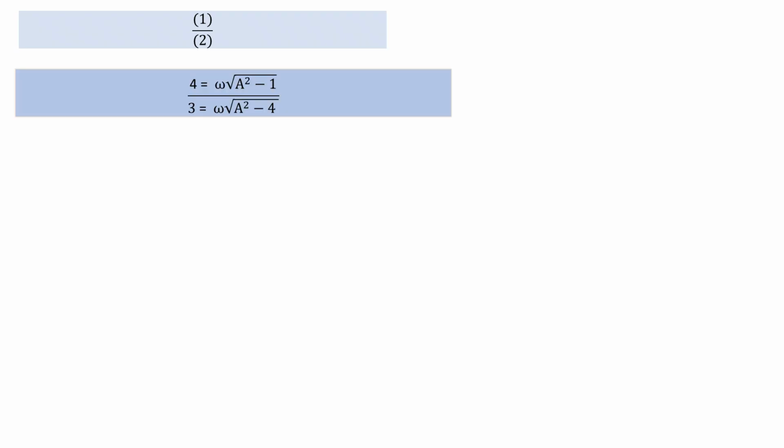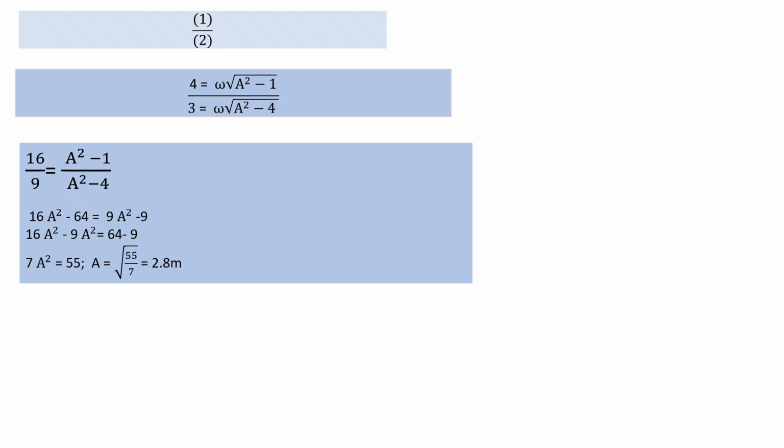On dividing 1 by 2, we get 4 equal to omega into root of a square minus 1 in the numerator and 3 equal to omega into root of a square minus 4 in the denominator. On squaring, 4 becomes 16 and 3 square 9. Omega gets cancelled from the numerator and denominator, and the square root also goes on squaring, and we have a square minus 1 in the numerator and a square minus 4 in the denominator. On cross multiplying, 16a square minus 64 equal to 9a square minus 9.